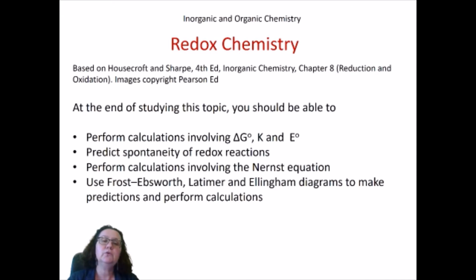We're going to be looking at the Nernst equation and how to perform calculations which involve the use of the Nernst equation. And we will also be looking at various diagrams that allow us to make predictions and calculations on the results of redox behavior of different elements, specifically Frost-Ebsworth diagrams, Latimer diagrams, and Ellingham diagrams.